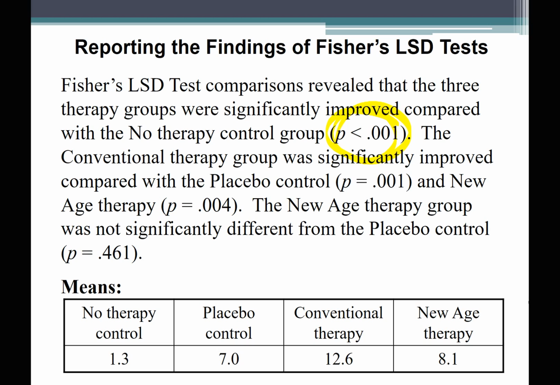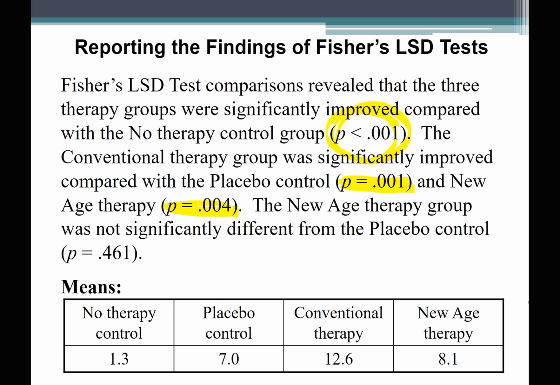Now the conventional therapy group was significantly improved, or significantly better, compared with the placebo control, p equals 0.001. So this time it wasn't labeled as 0.000, it was actually 0.001. So we say equals 0.001. And it was significantly better than the new age therapy group, and that was p equals 0.004.